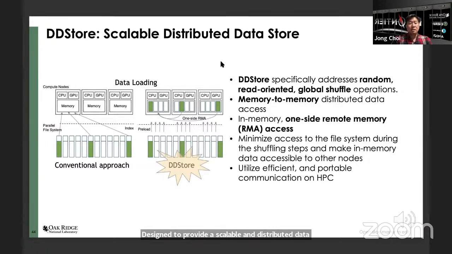So this library specifically focuses on providing read-centric random data access during the training and enables data reading that is shuffled on a global scale. This tool utilizes distributed memory-to-memory data retrieval without going through the file system, an approach often considered a bottleneck. Memory to memory is enabled by a range of libraries in the HPC system. We specifically employ one-sided remote memory access functions of MPI, which is one of the popular tools in the HPC system.